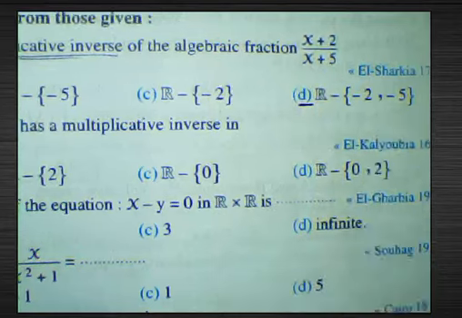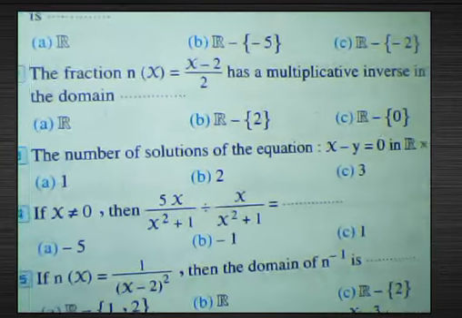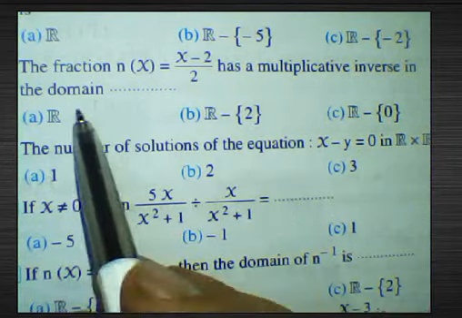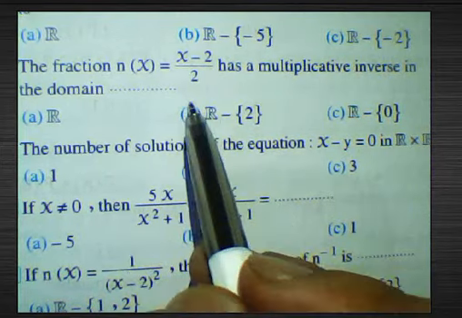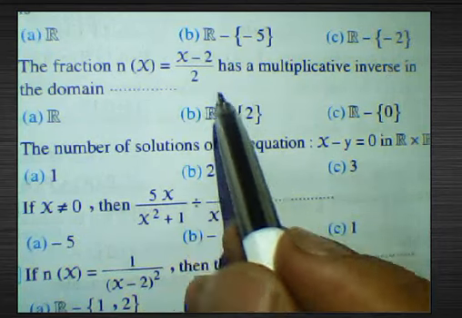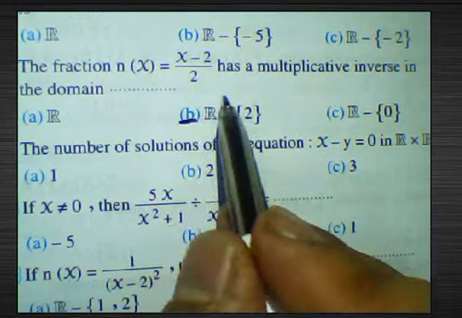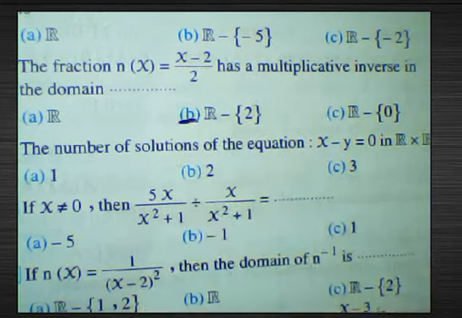-2 and -5. Here the fraction n of x equals (x minus 2) over 2 has a multiplicative inverse in the domain R excluding what? The multiplicative inverse is R excluding 2. Okay, R excluding 2, because 2 minus 2 equals 0 here.